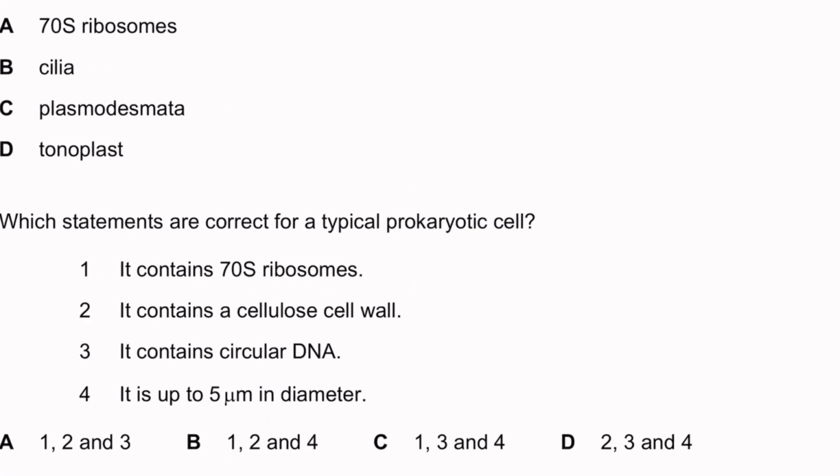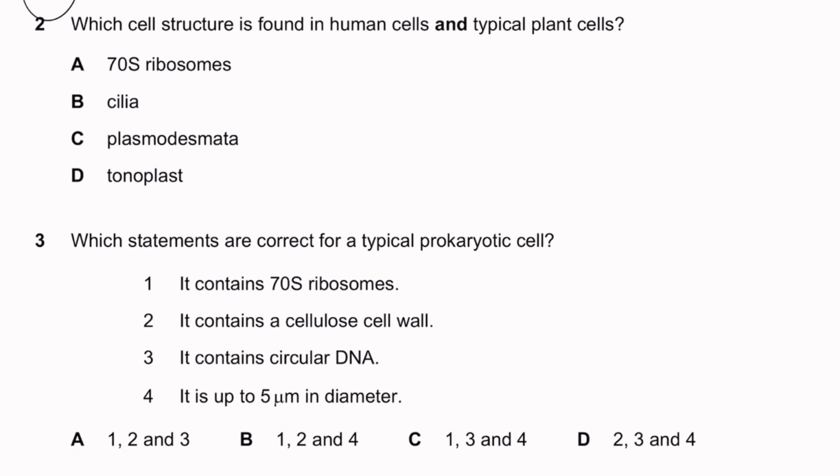Now, which cell structure is found in human cells and a typical plant cell? Now, both human cells and typical plant cells have 70S ribosomes. Cilia is definitely not found in typical plant cells. Plasmodesmata is actually not in a typical animal cell. There is no plasmodesmata at all. It's only found in plant cells. Okay, tonoplast also only in plant cells, therefore 70S ribosomes.